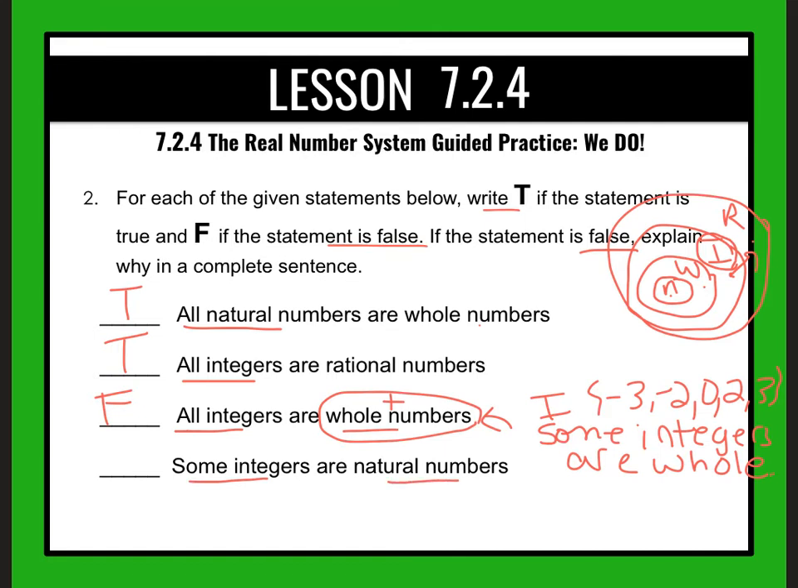Okay, so if I think about my set of integers right here, I'm going to agree that some of them are natural values because natural values are 1, 2, 3, and so forth. And some of the integers do include those natural numbers. So therefore that is true. So again, go back to your graphic organizer and definitions of each of those sets of numbers.